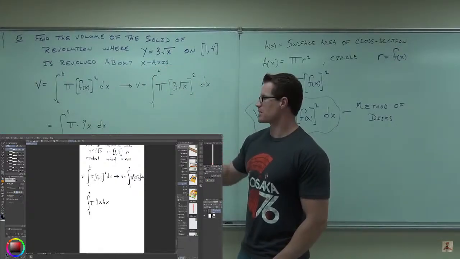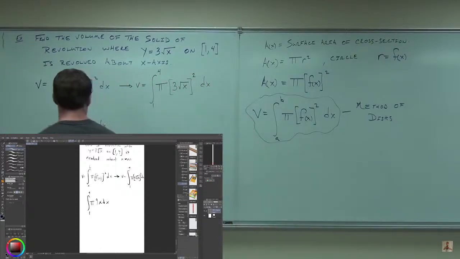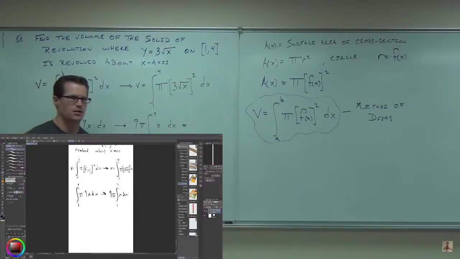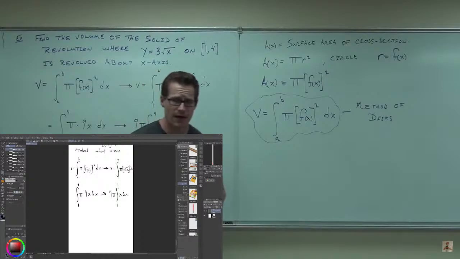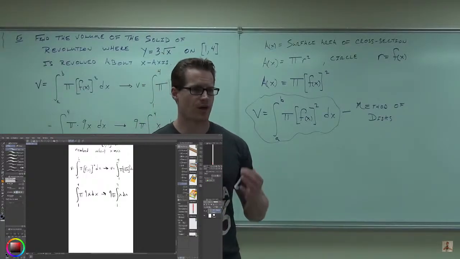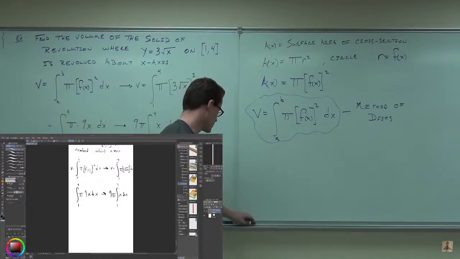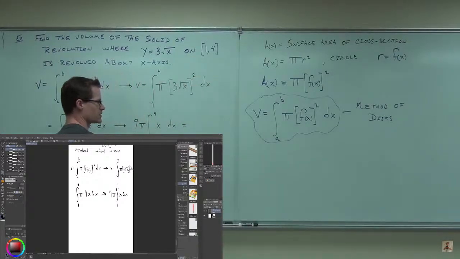Good. Tell me something else I can do with this integral. Good, I'm going to pull out both the 9 and the pi, from 1 to 4 of x dx. No substitution necessary, nothing hard. Don't make these harder than they have to be. If you can do an integral without a substitution, and it's fairly easy, do it. Don't trick yourself on these problems.